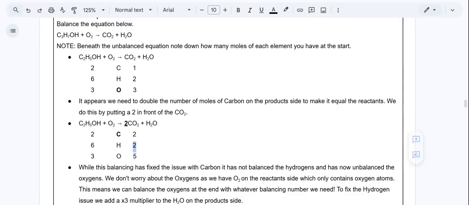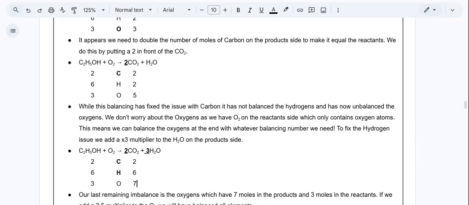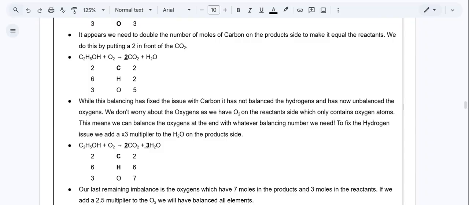We need to have 3 times as many hydrogens on the right-hand side. Now, if the hydrogens were split between more than one different molecule, that would be a bit tricky, but here they're all stuck within the water. So if we shove a wee 3 in front of that water, let's find out what happens. When we do that, the carbons haven't been affected. The hydrogens are now 6 and 6, and the oxygens are now 3 on the left and 7 on the right.